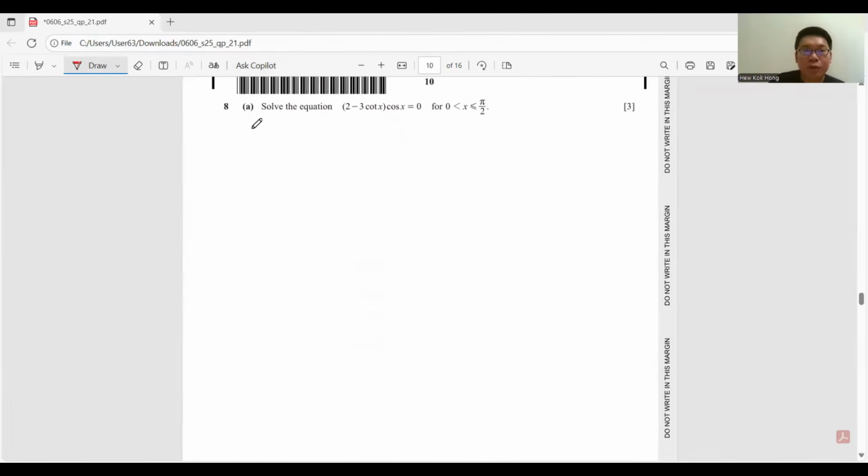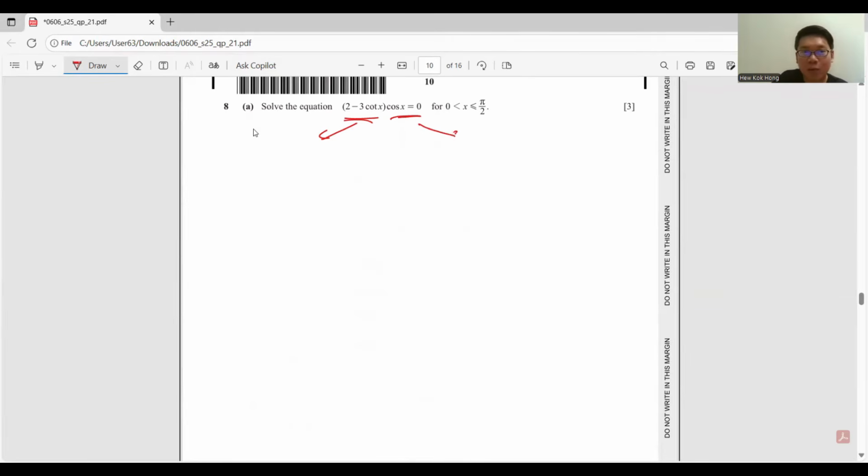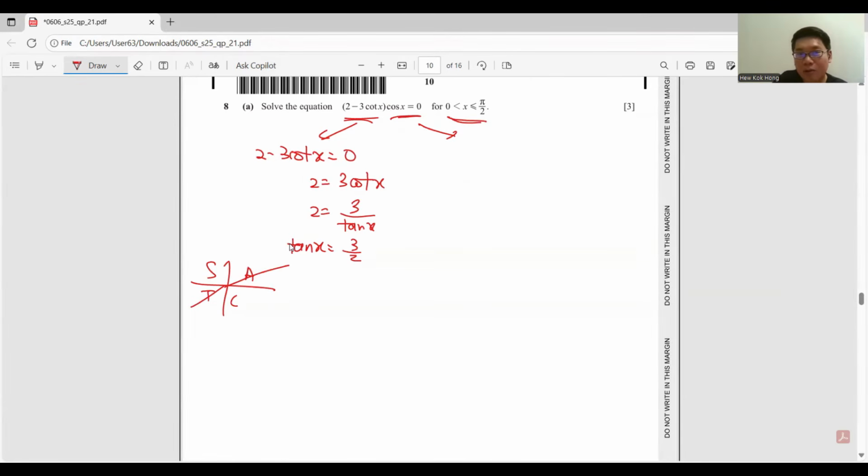Question 8, trigo. Solve the equation of these. They already factorized for us, so we can directly split into 2 parts and count. We can only count when it's a tangent or sine cos. So we change it back to tangent. Tangent is positive, so the answer is here and here, but they only request until pi over 2, so we just count one region. In the calculator, you get 0.983.